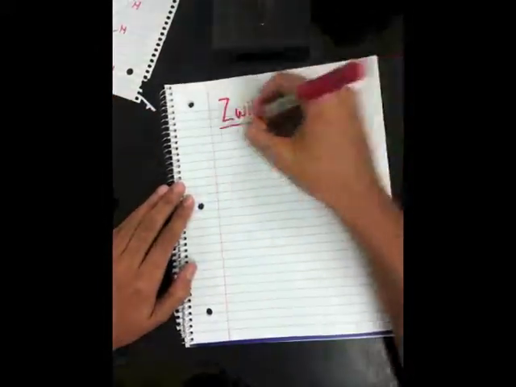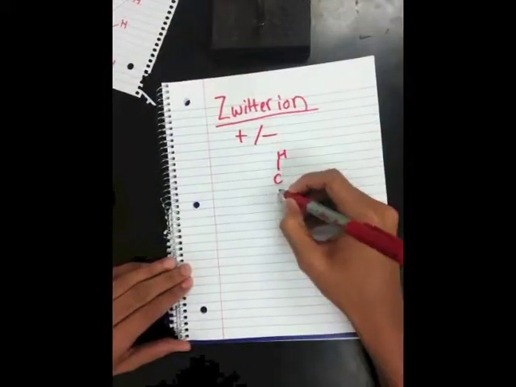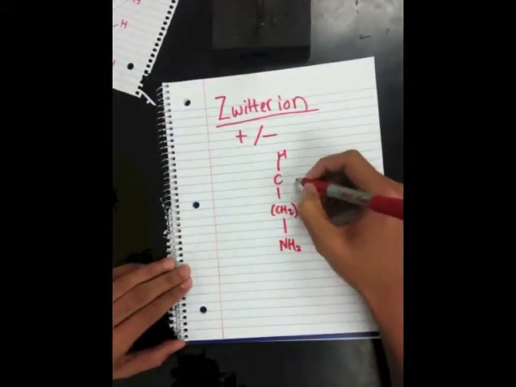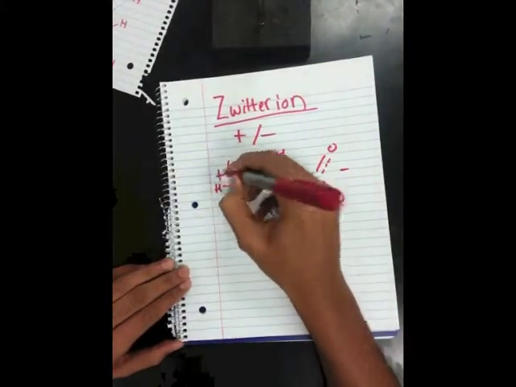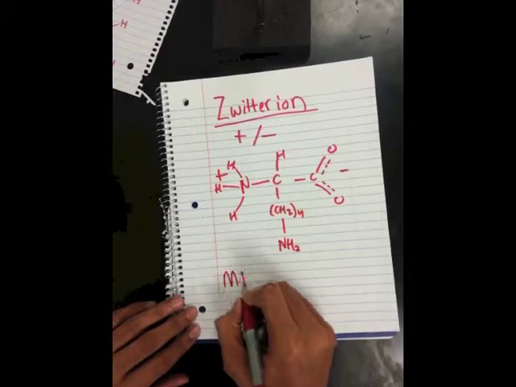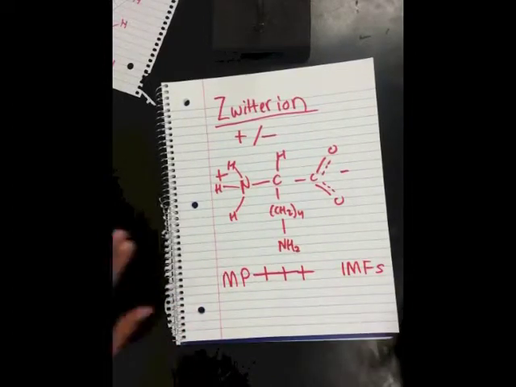And amino acids exist as Zwitterions, which are both positive and negative ions, so they're dipolar. And as you can see in the picture, there's a negative end and a positive end. And that's why this is at equilibrium. And it has a really high melting point because of really high IMFs.